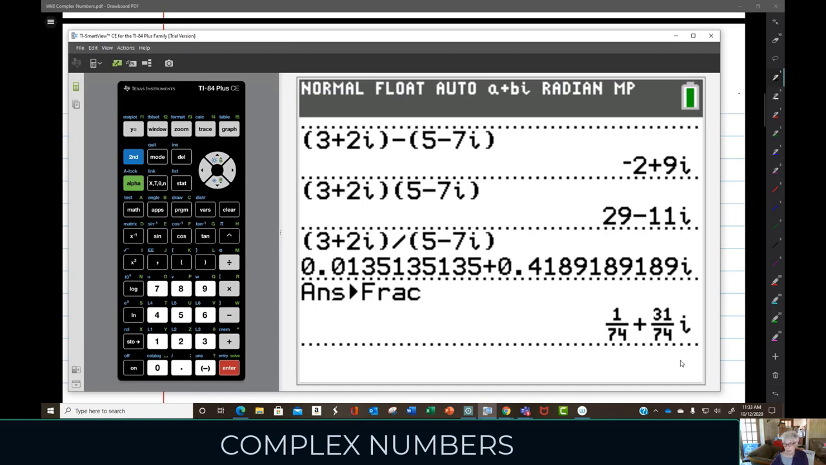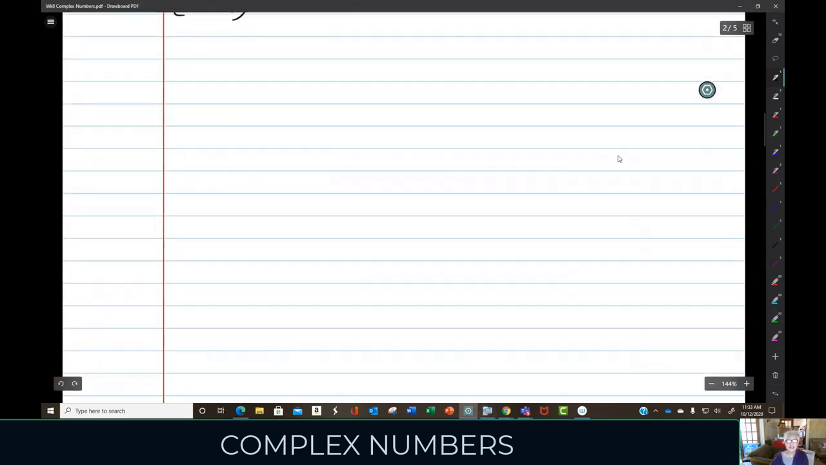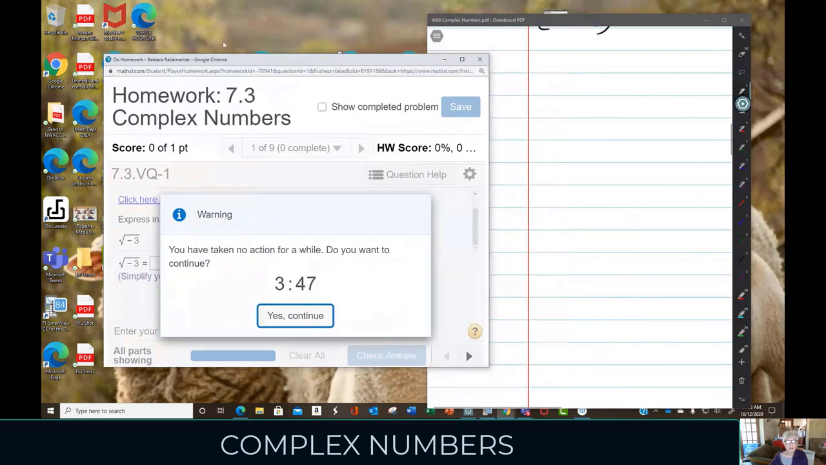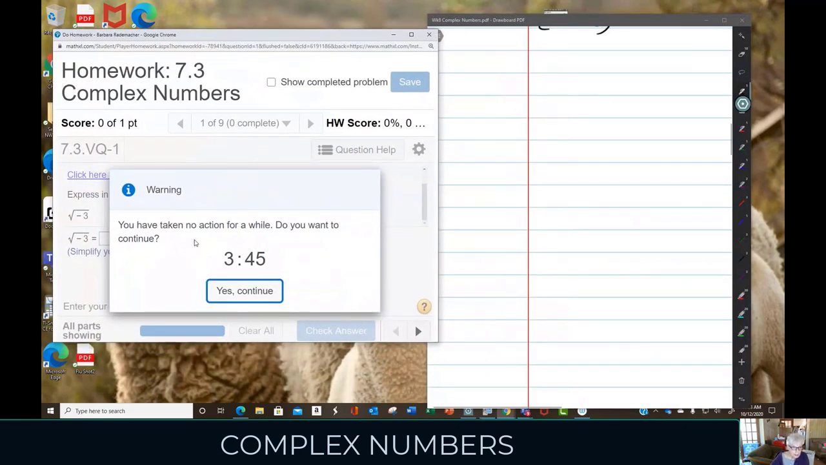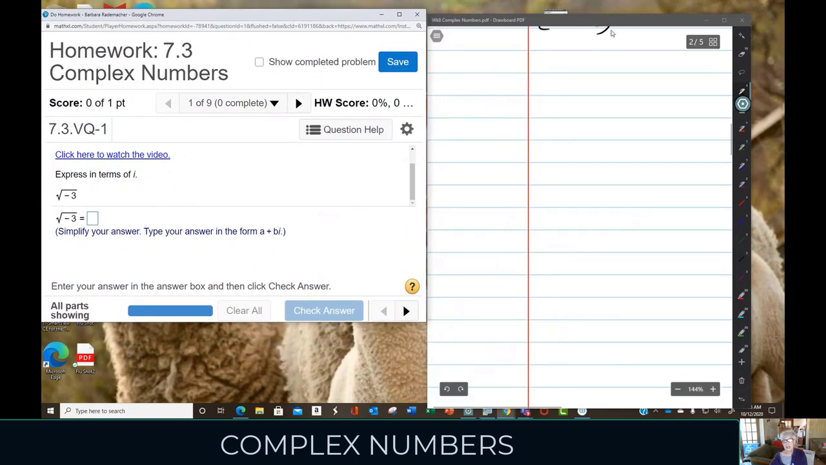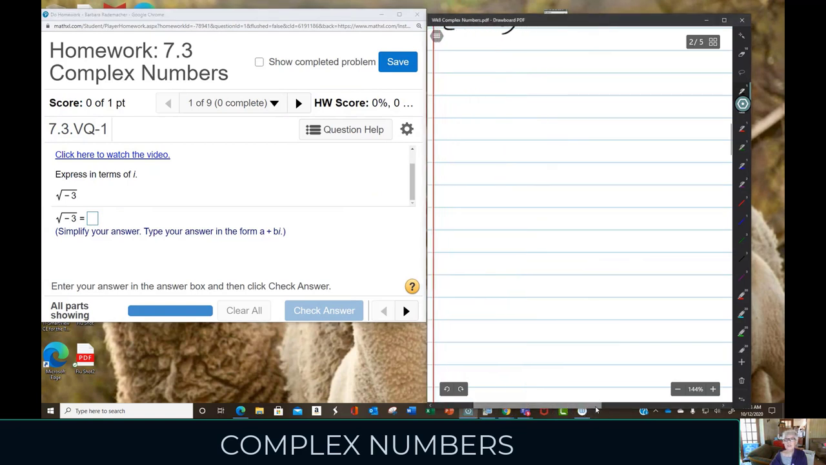Okay, so what you want to do, even if you don't want to do it, is practice a little bit. And then, unfortunately, to end all your joy, there is a part of the homework that the calculator will not do for you. So we do have to talk about that, even though it's bad news. For instance, this. The square root of negative 3.